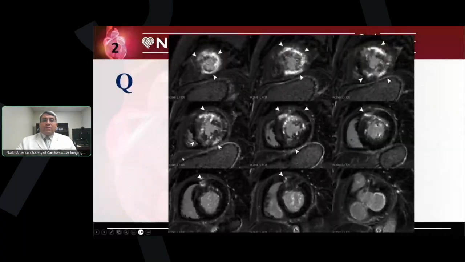Can anyone explain to us what we are looking at here in this patient? We are still talking about hypertrophic cardiomyopathy. What do we see here in these images?